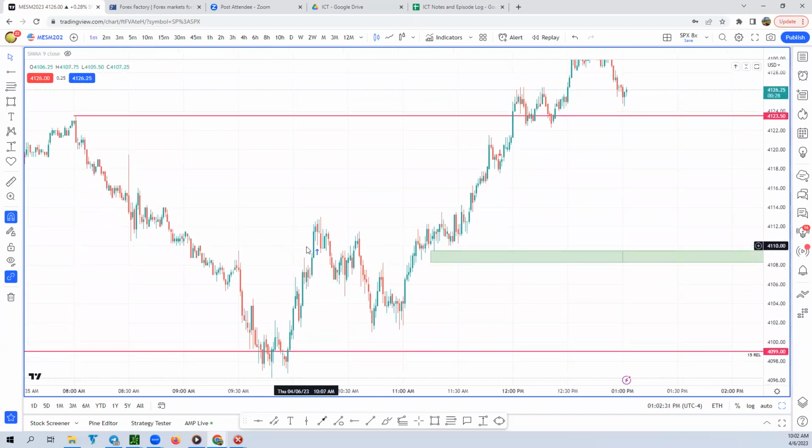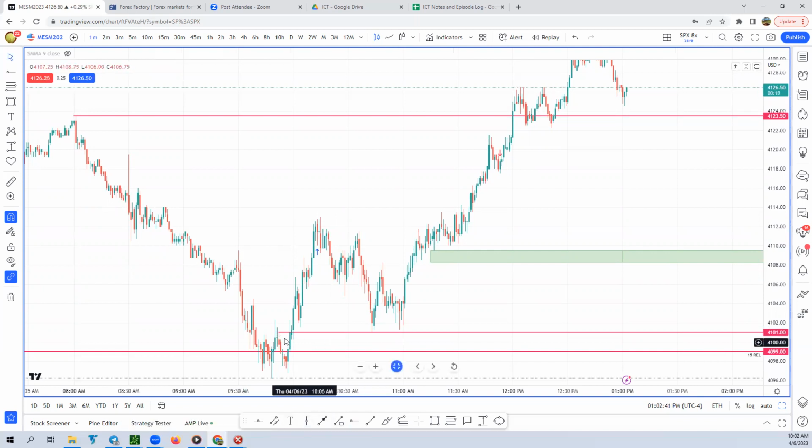It took out this high with the displacement. It retraced down to this order block, right? It didn't even make it to the order block, it made it to the wick. So wait for a retracement and then take the trade.